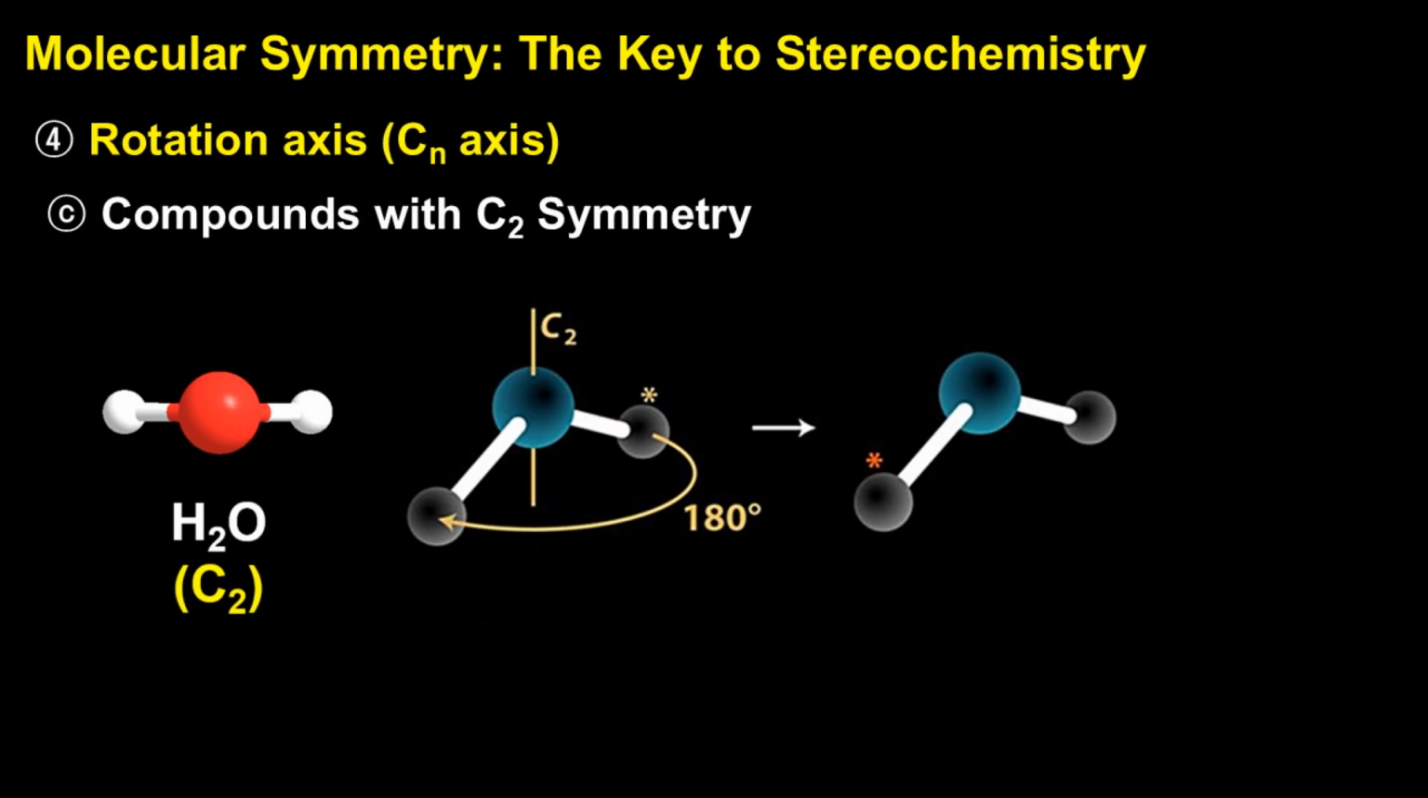But since they're identical, the molecule still looks exactly the same. That's what confirms its C2 symmetry. Pretty straightforward, right? It's a great example of how rotational symmetry works in simple molecules.